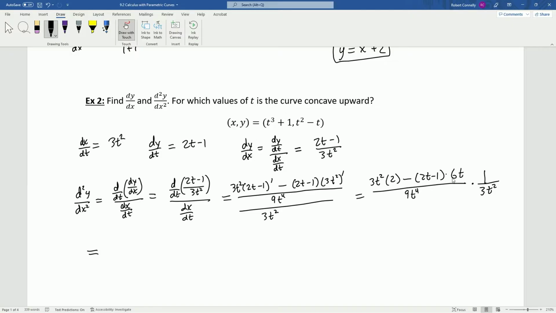And let's simplify what we have in this numerator up here a little bit. So we've got 3t squared times 2, that's 6t squared. And minus 2t times 6t, that's minus 12t squared. And then let me say that again. Negative 1 times negative 1, that's positive 1 times 6t, so plus 6t. And in our denominator, we're going to have 27t to the 6th.